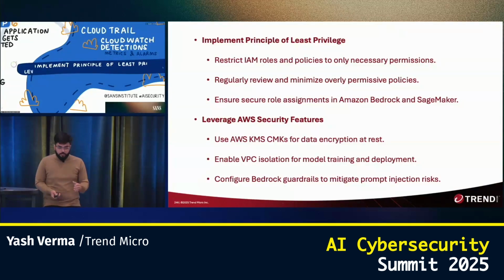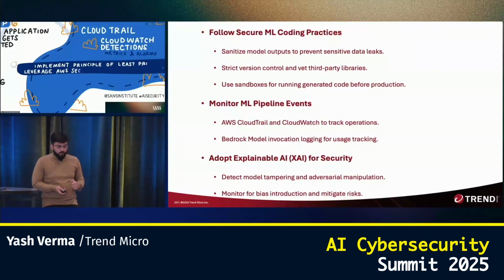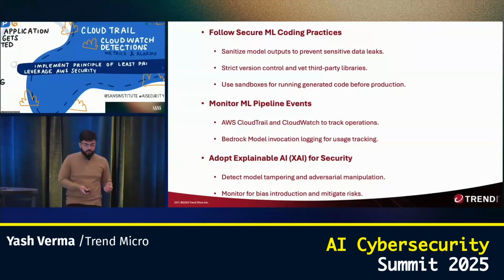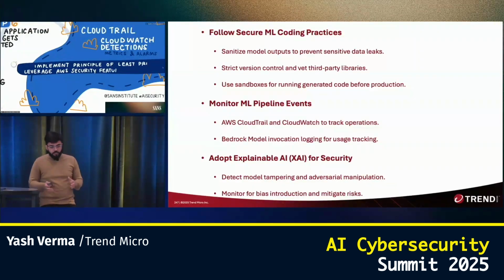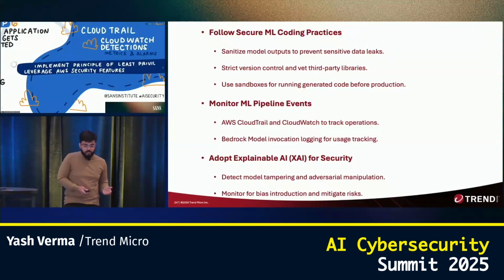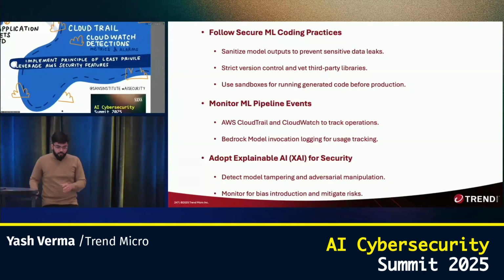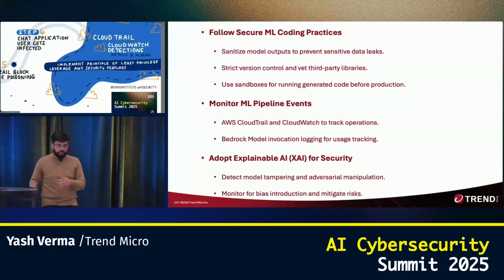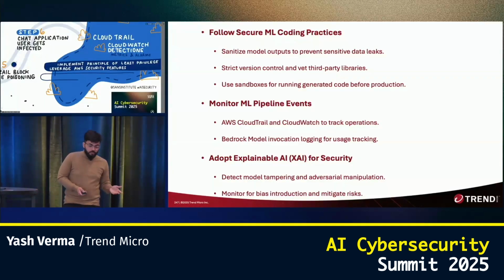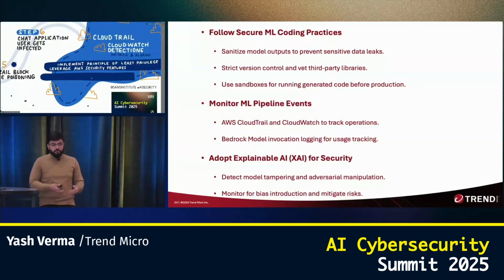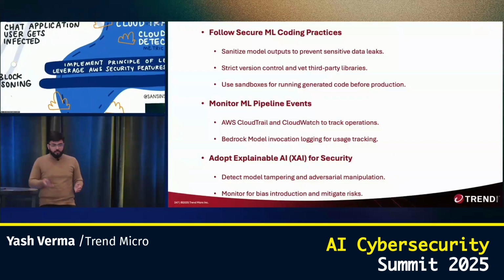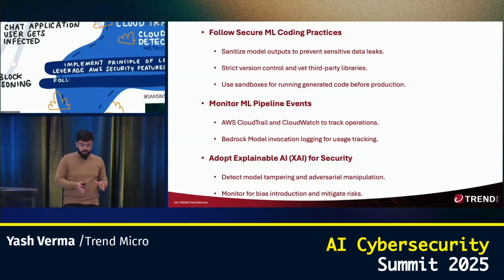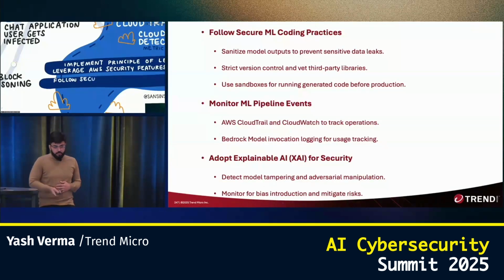Then configure Bedrock guardrails properly: maintain a versioning system, and see who is updating the guardrail with what configuration. Also follow secure ML coding practices, sanitize model outputs and inputs, and prevent any sensitive data leaks. Follow proper version control for your code, and vet the third-party libraries properly. Also use sandboxes. As I said before, developers over-rely on the code generation model, so use sandboxes to first verify that the code is secure, and then put it in production.